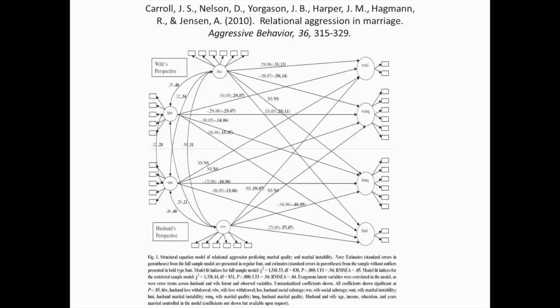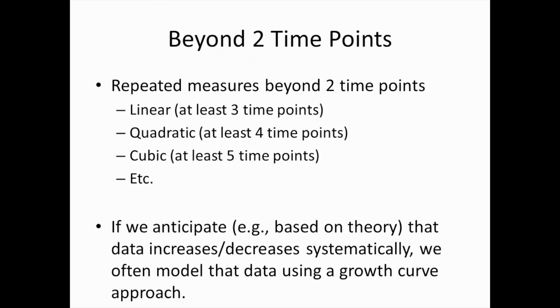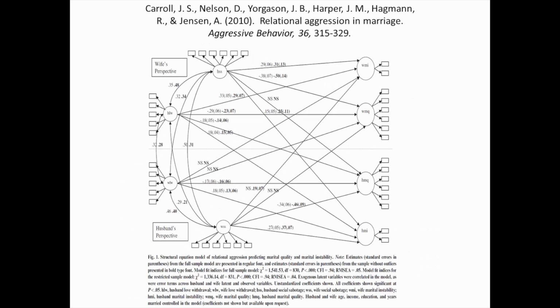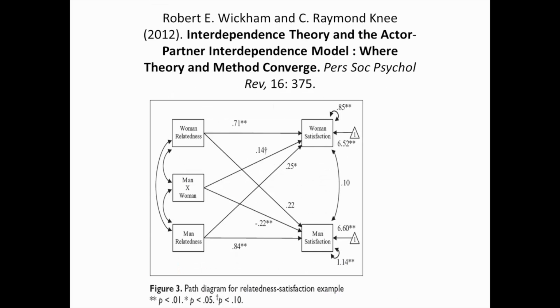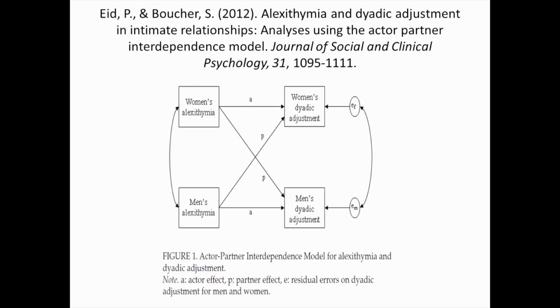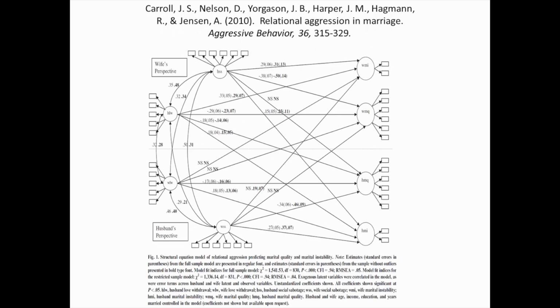So there are so many different extensions that you can consider. This is another actor-partner model where we have husband and wife predictors, husband and wife outcomes, and with just 2 time points. Actually, in this paper, I believe we only used 1 time point. Actor-partner models can use 2 time points, and again, you could use change scores, or you could predict time 2 controlling for time 1.